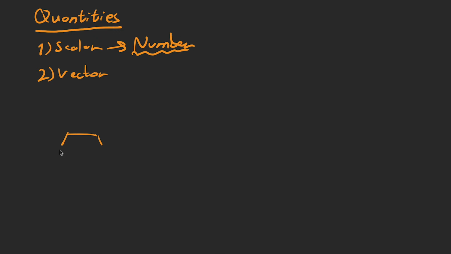Let's say that if your car is going with a speed of 20 miles per hour, then that's the scalar, the measurable quantity of that system. We also call that speed.